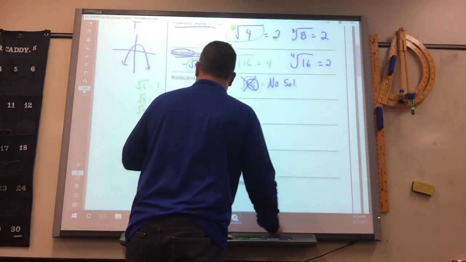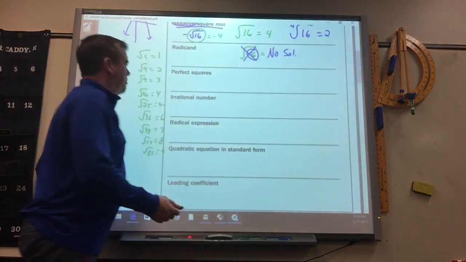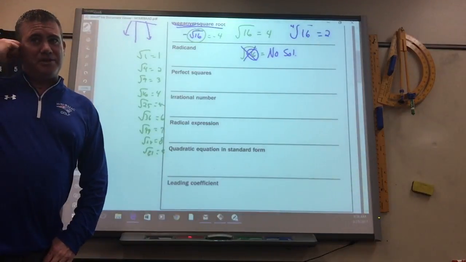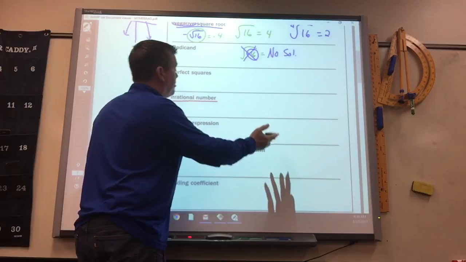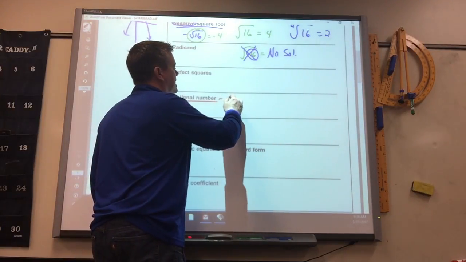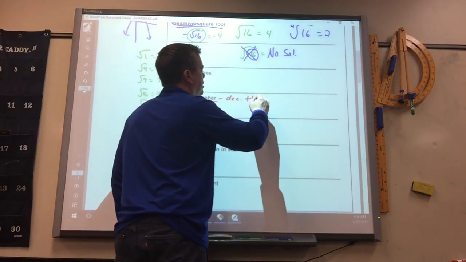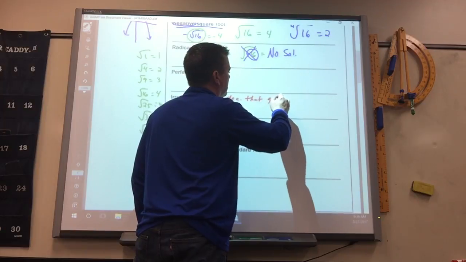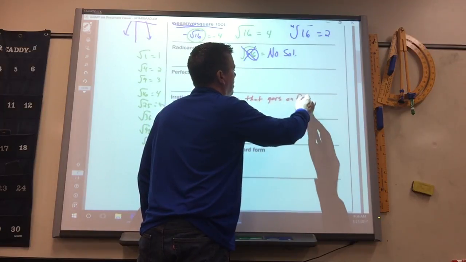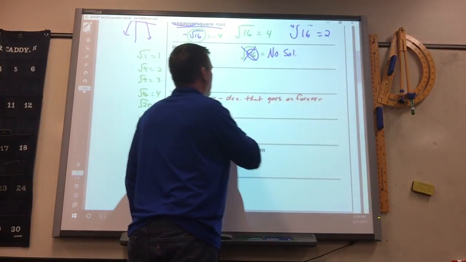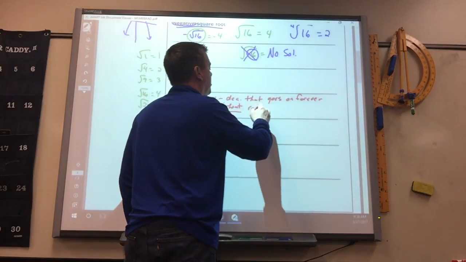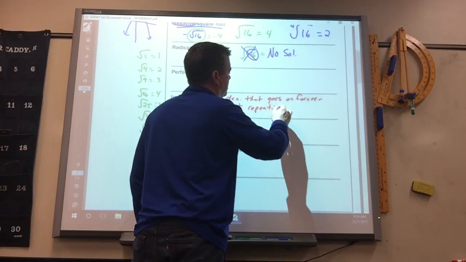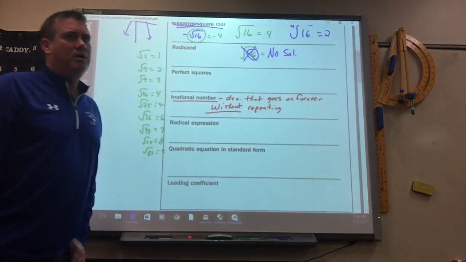Irrational numbers. If you remember on the MCA test last year, they had a bunch of these on there. If you remember what they are, they're simple. The definition of an irrational number is a decimal that goes on forever without repeating, because repeating decimals go on forever, but they repeat.